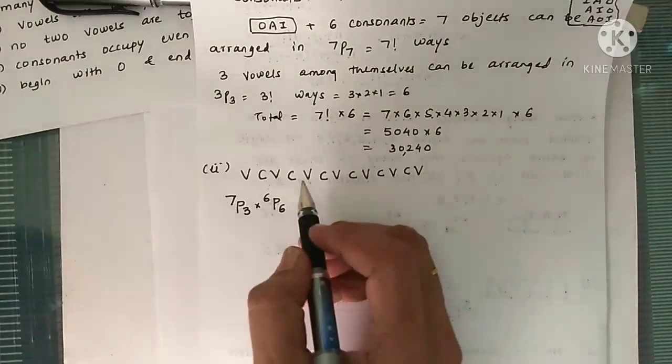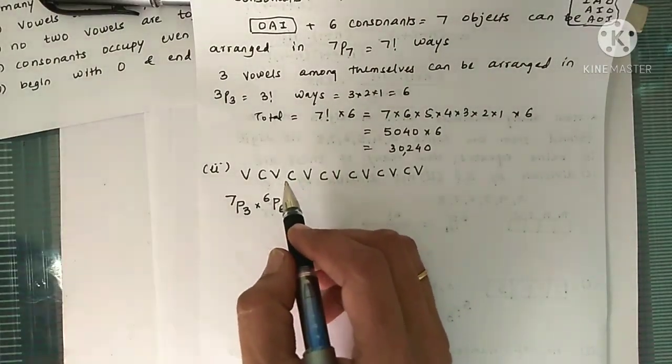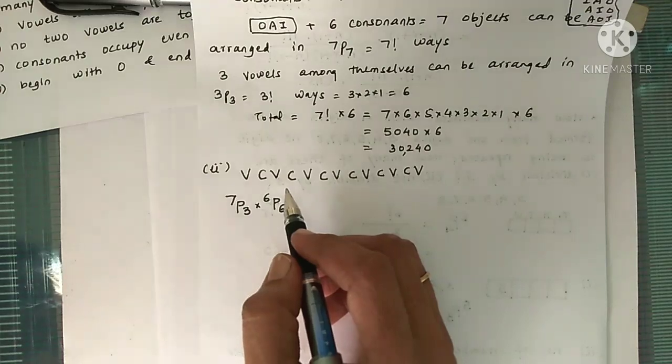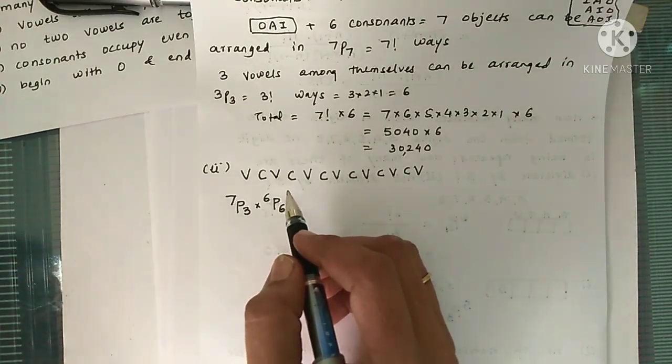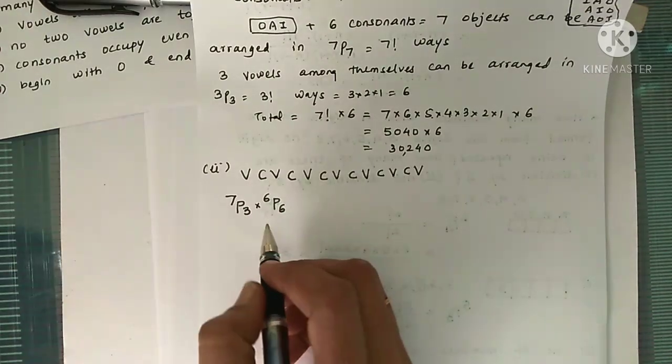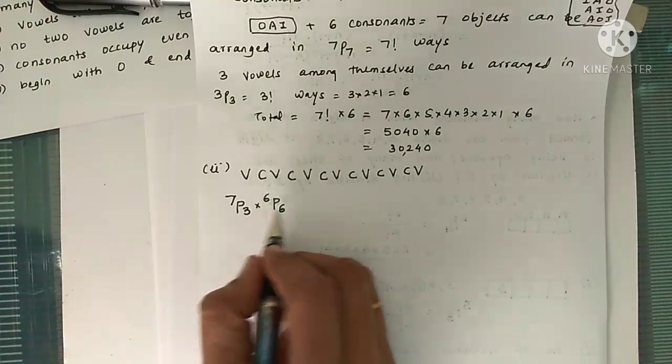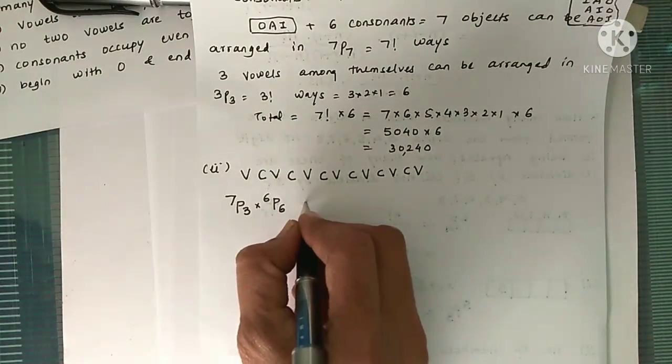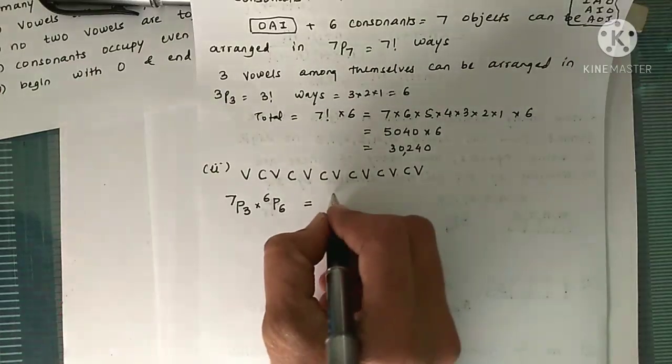Because first of all, we have to arrange the vowels. And then after arranging it, we want to arrange the consonants. So by the multiplication principle, to find the total number of ways, we have to multiply these two ways. Okay. So let's find out this now.